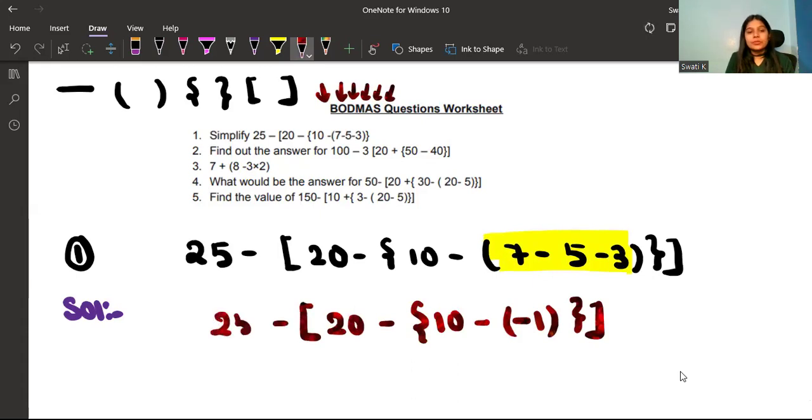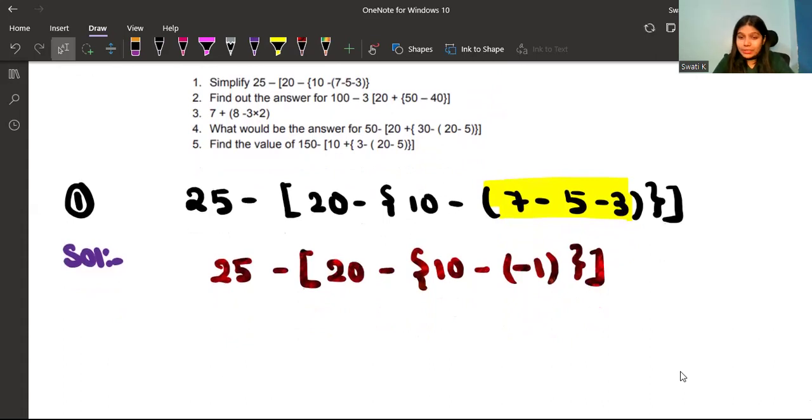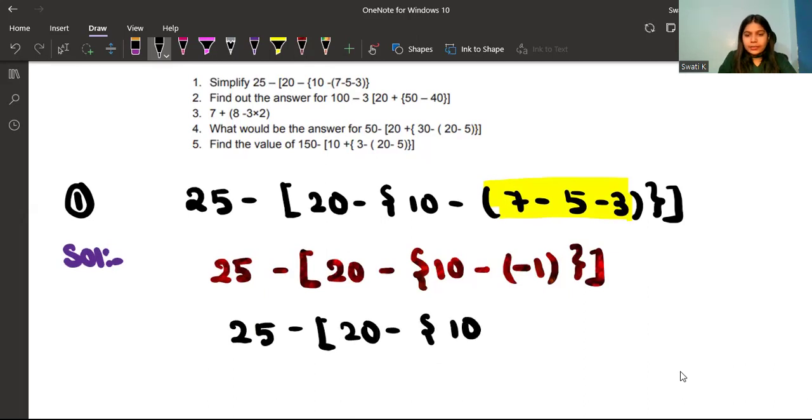Never ever try to solve everything in one step, especially in the starting of Bodmas. Always go to the next step. Next I'll write down the other things as it is: 25 minus 20 minus curly bracket 10, and then minus into minus is plus, I hope you know that. So it's plus 1. Now the small bracket is over, so we put the curly bracket and then the big bracket.